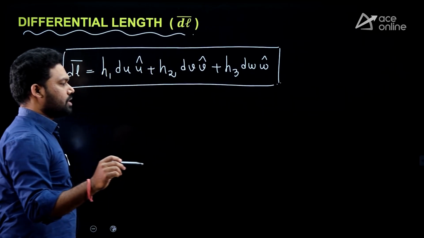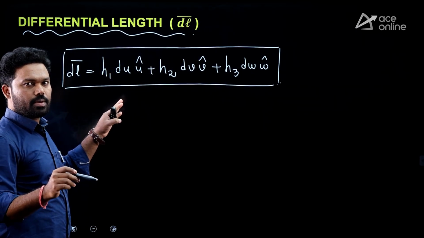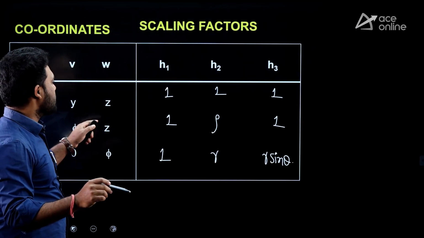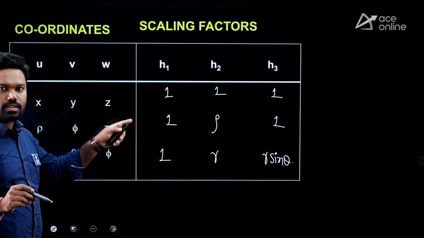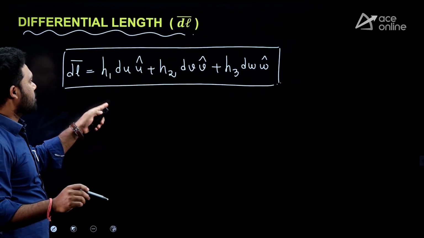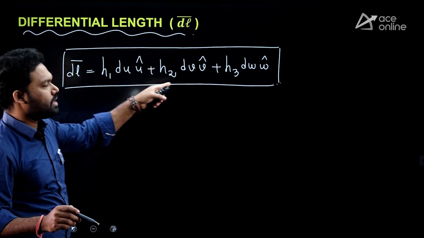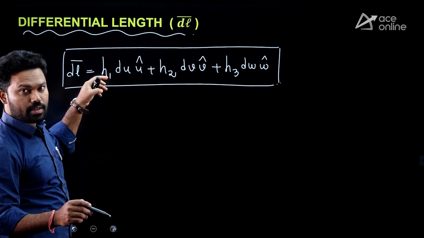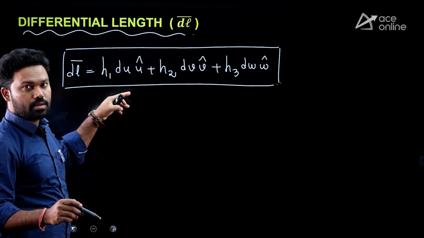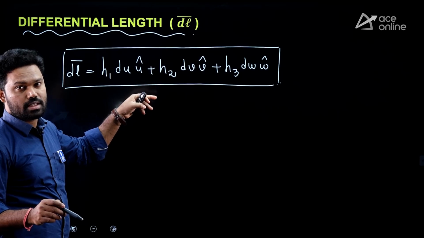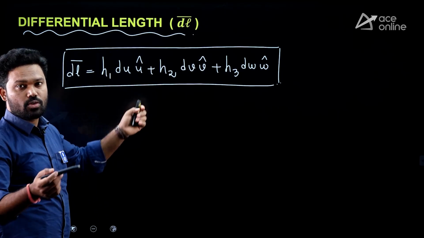This is a general, generic expression. If you want to get it for the Cartesian, what happens? u, v, w are x, y, z, and the scaling factors are 1, 1, 1. So this will become dx x cap + dy y cap + dz z cap. For the cylindrical, it is d rho rho cap + rho d phi phi cap + dz z cap. That is for the cylindrical and so on.